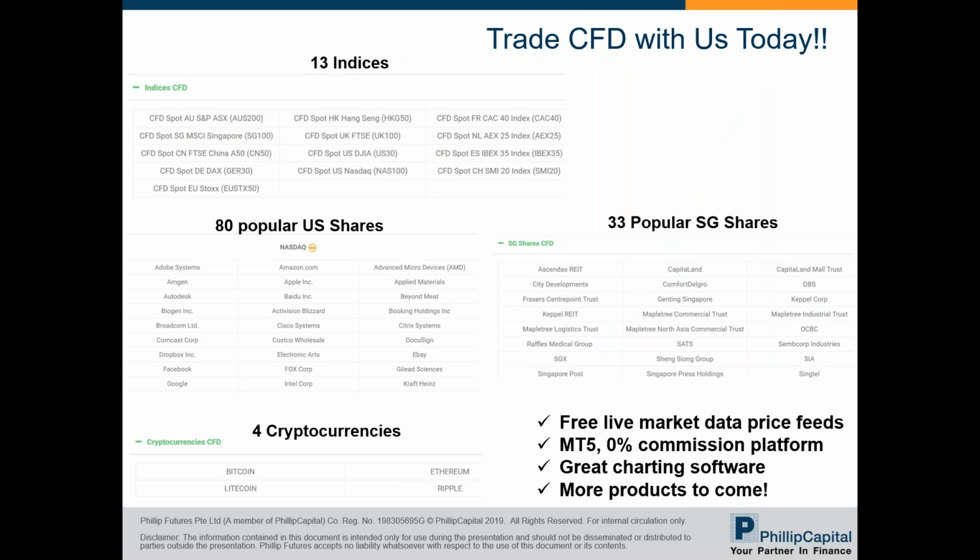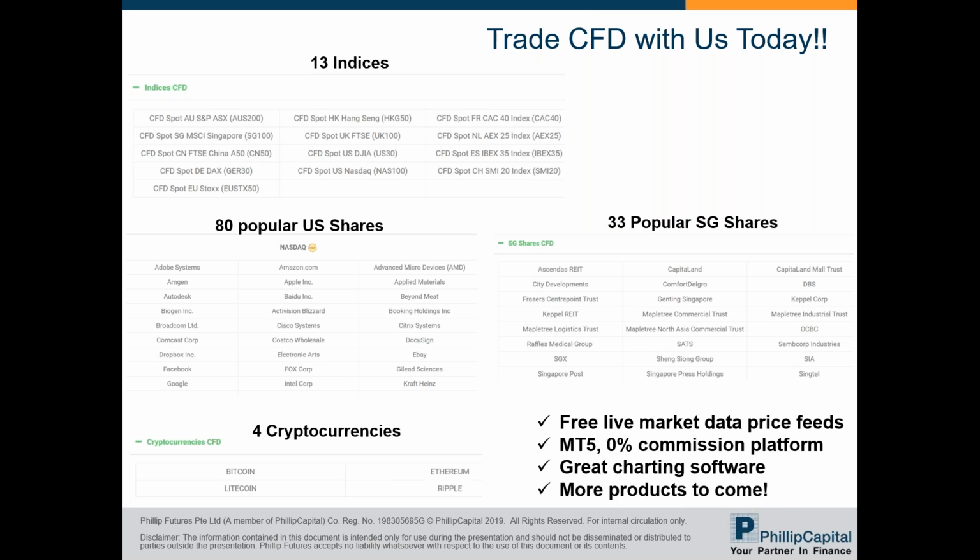So besides FX trading, we do have a large number of CFD products that we recently launched, which are gaining very, very popular. We have 13 different indexes. You can just take a look there: Dow Jones, Nasdaq, A50, SG index, the ones that you might be interested in.